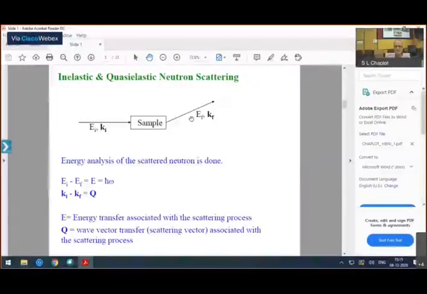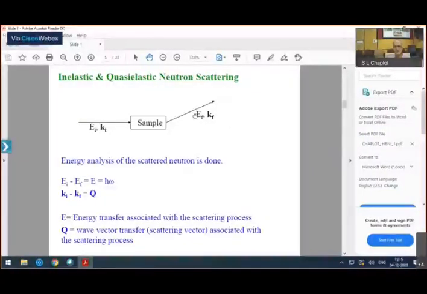So we also measure the spectrum of the neutron energies that are scattered from the sample. You can essentially say it's 4-dimensional information: the 3 dimensions of the solid angle, and the 4th dimension is the energy. In diffraction, you are looking at only the 3 dimensions of the solid angle. So here, this is the 4th one.